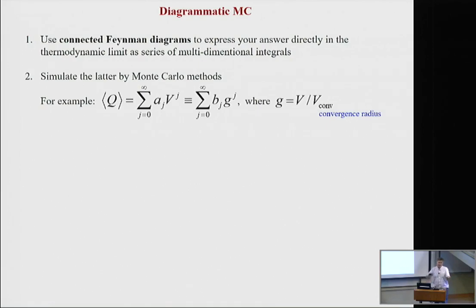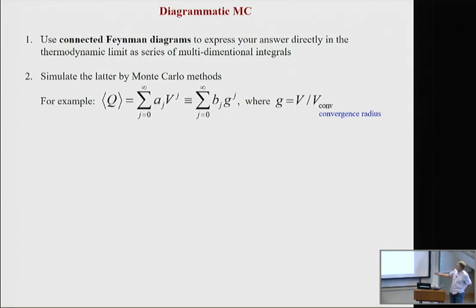But let me kind of forget about this, because this is not about diagrammatic Monte Carlo. So there is diagrammatic Monte Carlo, which actually is doing the thermodynamic limit right away from the formulation of the problem. So if I consider only connected Feynman diagrams, I already do the thermodynamic limit system. Well, the technique more or less everybody knows. You have your answer, you express it in terms of connected Feynman diagrams.